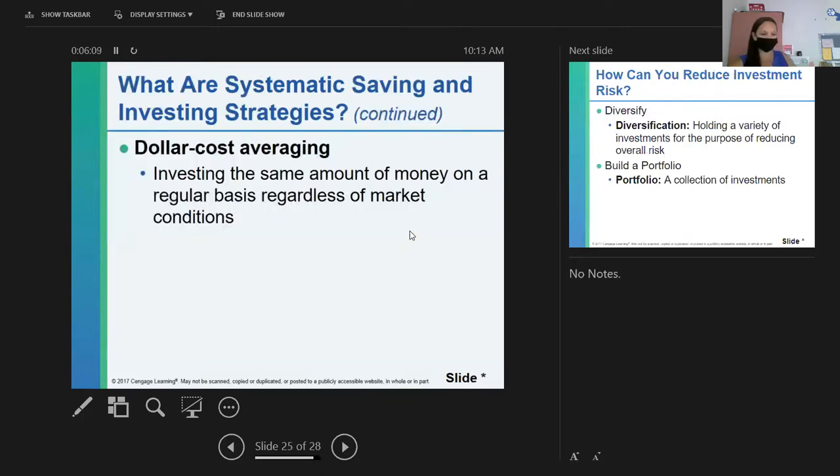All right, and then the other strategy is dollar cost averaging, which is investing the same amount of money on a regular basis regardless of market conditions. So you could say, every paycheck I'm going to invest $50. Every month I'm going to invest $200. It doesn't matter if the market is high or low, you put that much money into your investments regardless of what's going on.